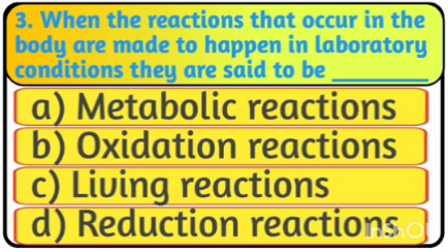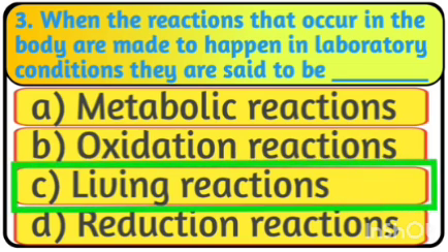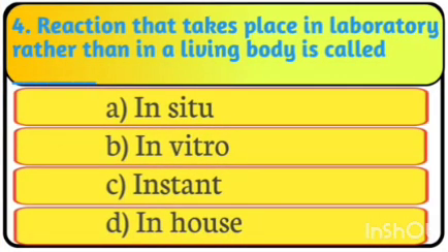Next, when the reactions that occur in the body are made to happen in laboratory conditions, they are said to be: A. Metabolic reactions, B. Oxidation reactions, C. Leaving reactions, D. Reduction reactions. Correct answer is option C. Leaving reactions. Next, a reaction that takes place in a laboratory rather than in a living body is called: A. In situ, B. In vitro, C. Instant, D. In-house. Correct answer is option B.